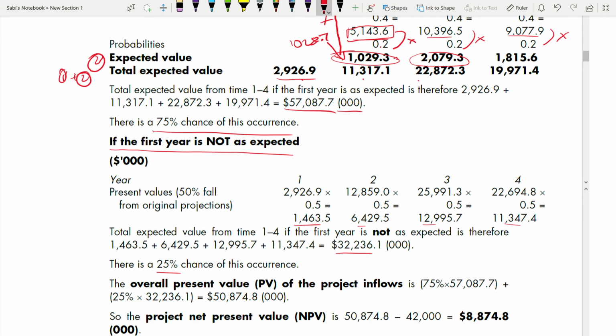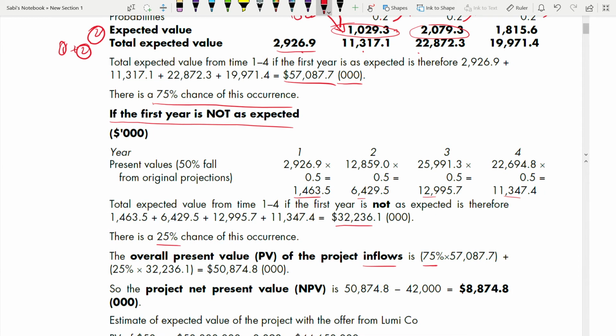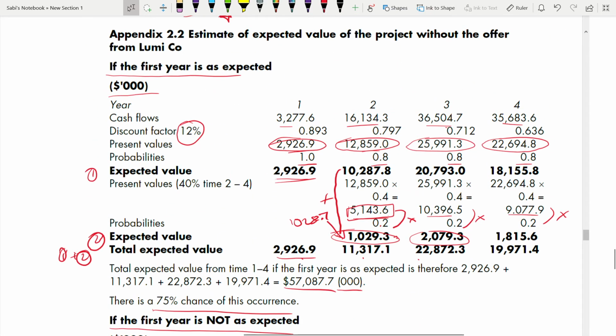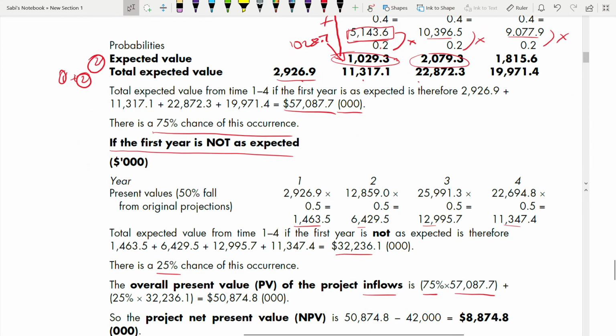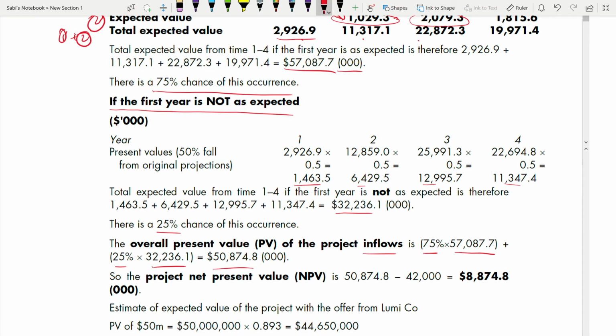Now, what is the overall? Overall, it is in bold, so I'm not highlighting it. That means it should be there. Overall net present value of the project inflows, not net present value, we didn't deduct our cost. So 75% chance of occurring means what is the expected value? In the first scenario, from here, if it is expected 57087.7, plus 25% into this, that it will not happen, into the total expected value. So it is this. So the overall net present value is this minus 42 million. That is the cost. They will be required to pay this much. The initial cost is this much. So this is your net present value. This is without that offer from loan.